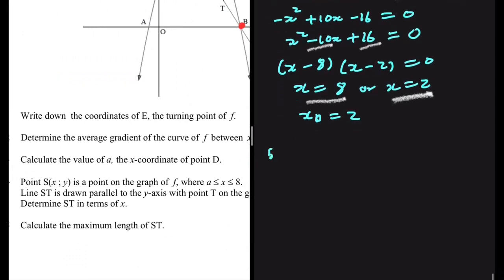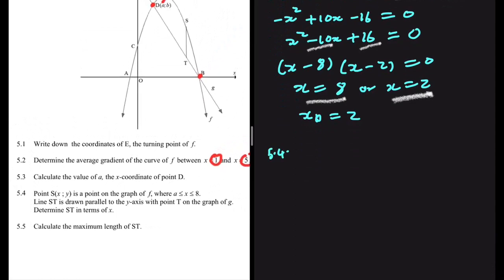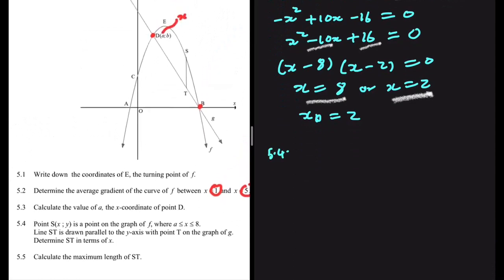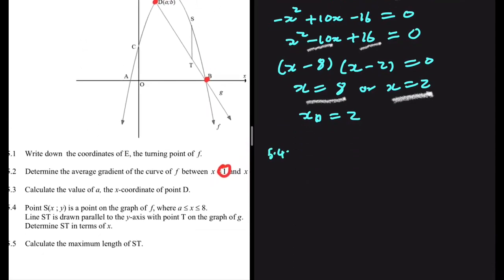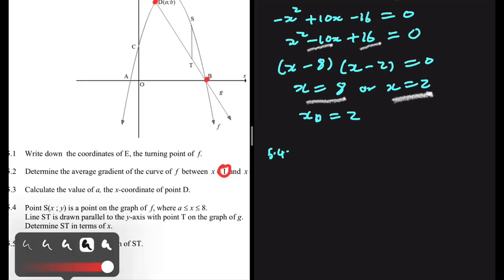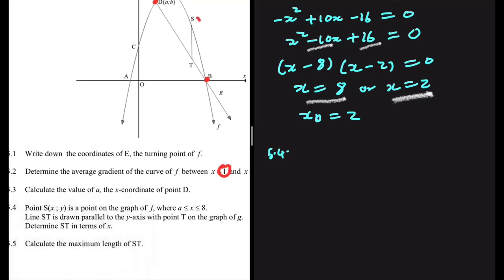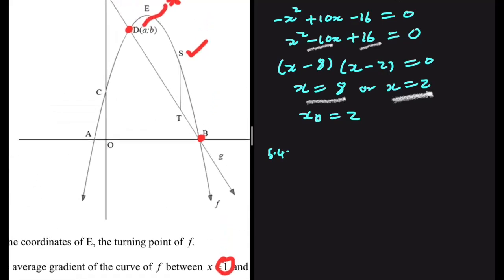5.4. Let's take a look at our equation. Point S of coordinates x and y is a point on the graph of f. We can clearly see it here on our graph, where x is between a and 8. Line ST is drawn parallel to the y-axis with point T on the graph of G. Determine ST in terms of x. ST, let's look at our graph.